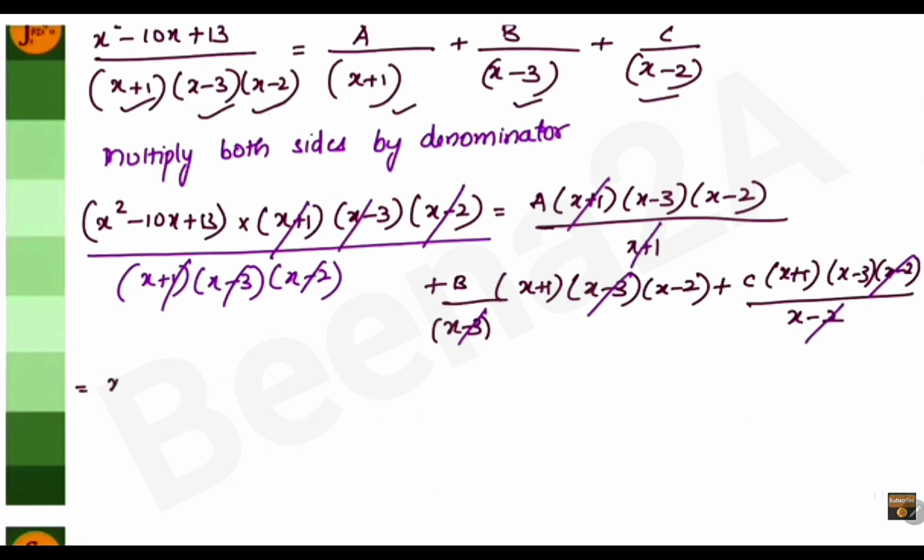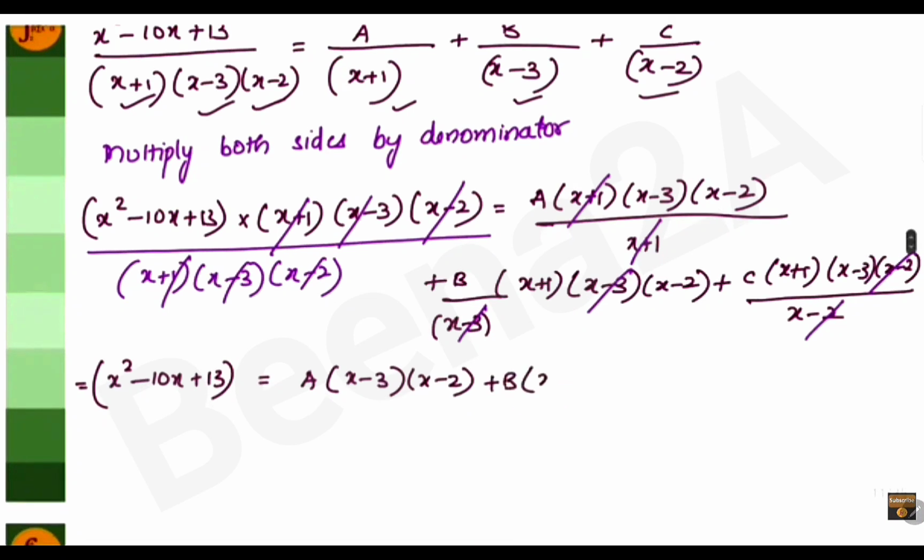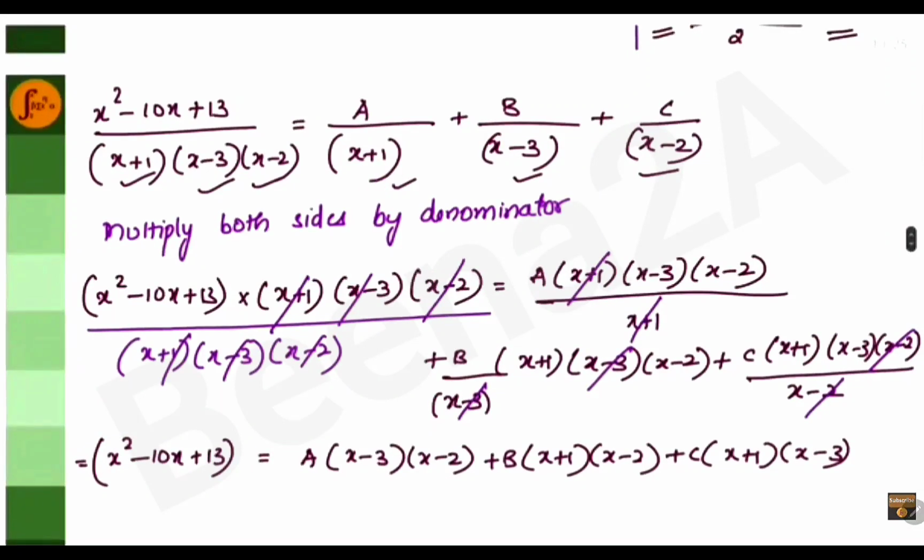So we'll be left with x square minus 10x plus 13 is equal to a into x minus 3 into x minus 2, plus b into x plus 1 into x minus 2, plus c into x plus 1 into x minus 3. So basically, other than this term, these 2 terms will get associated with a. For b, other than this term, these 2 terms will get associated with b, right?